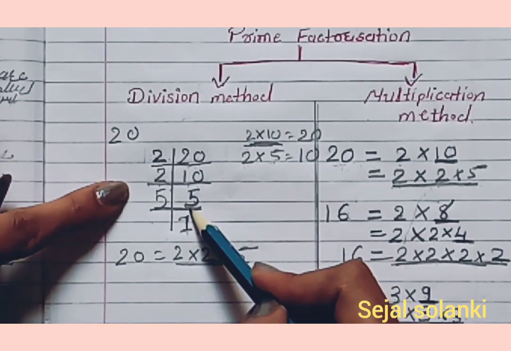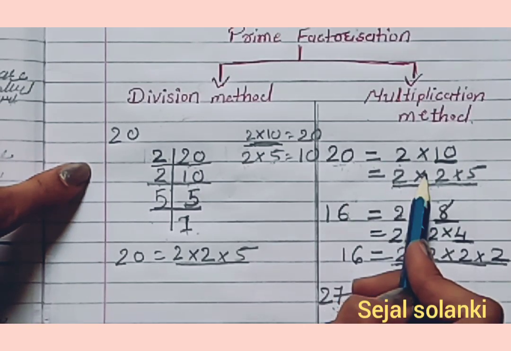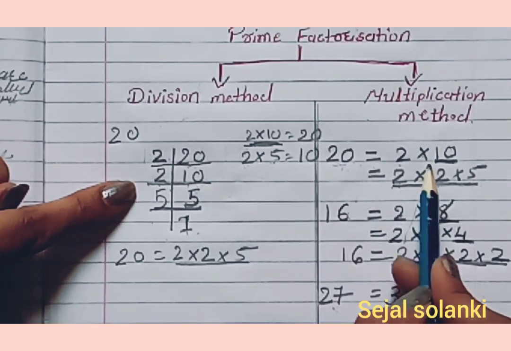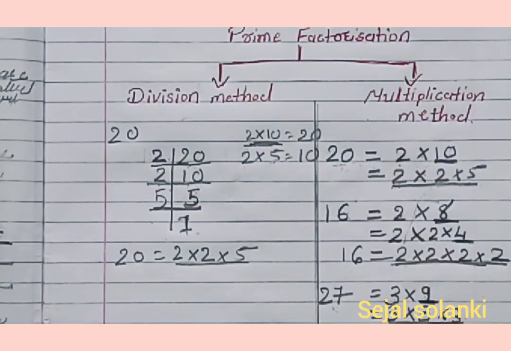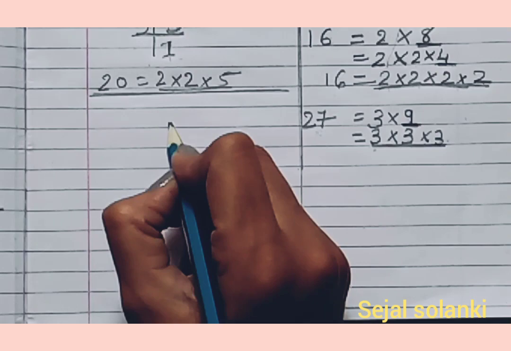So this is the division method, and this is the multiplication method. Repeated division, and this is repeated multiplication. Okay, these two methods are there. Let's take another number, 16.